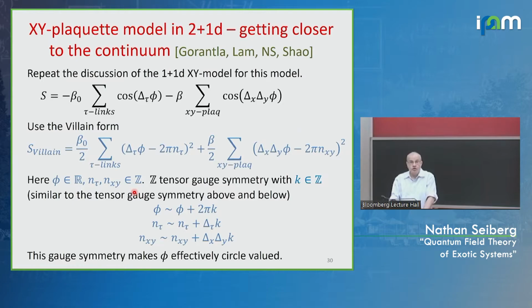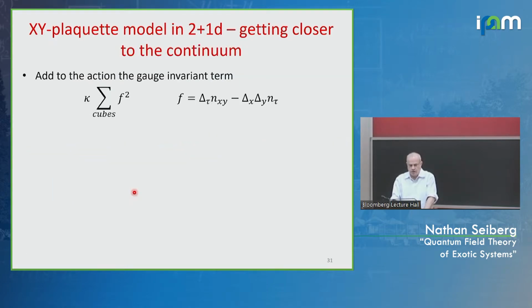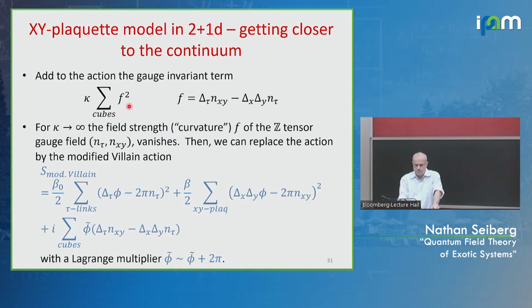So now I'm going to follow the same trick I used in the standard XY model. I'm adding a term, with coefficient kappa, sum over the cubes, f squared. I can think of this f as being the field strength or the curvature of this integer valued tensor gauge field. So I'm adding this term to the action, and I'm going to take kappa to infinity. If I take kappa to infinity, I restrict the configurations of gauge fields to those for which f vanishes. And if f vanishes, I can forget about this term and replace it by a Lagrange multiplier, phi tilde.